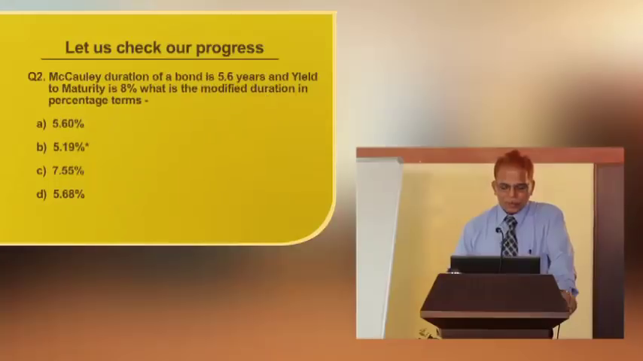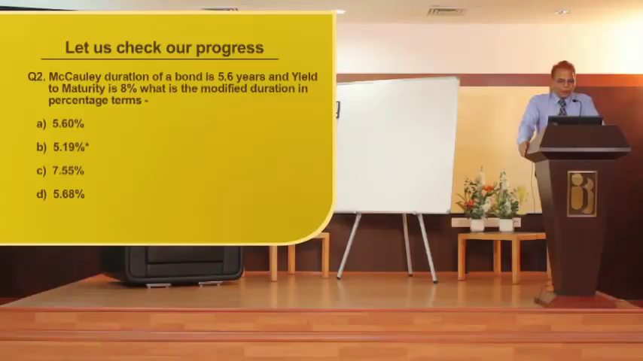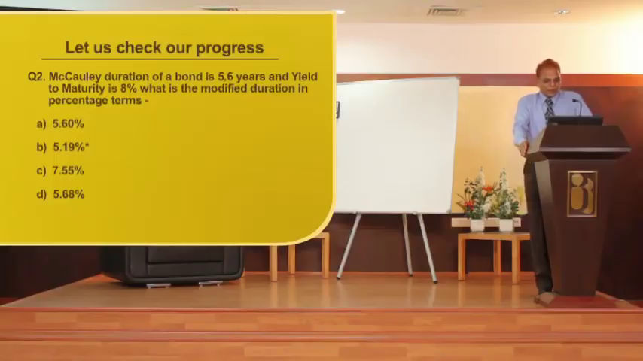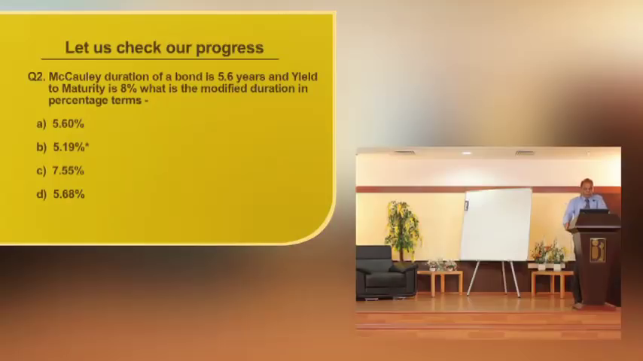Macaulay duration, which is basically known as the duration of a bond, is 5.6 years and yield to maturity is 8%. What is the modified duration in percentage terms? We know the relation that modified duration is Macaulay duration divided by 1 plus yield. So 5.6 divided by 1.08 is 5.19. So B is the correct answer.